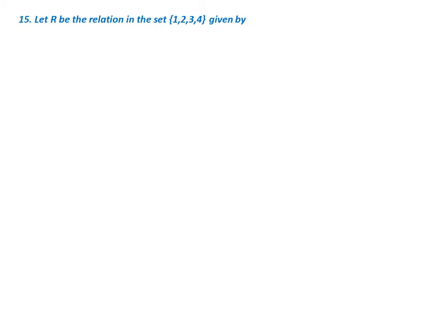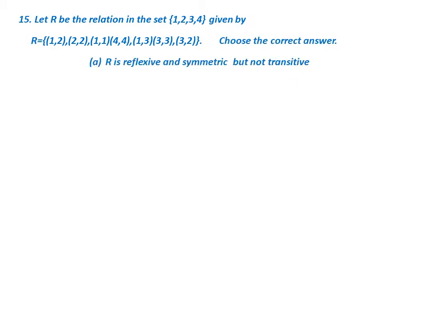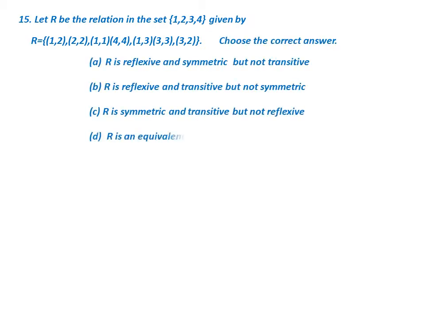Next, let R be the relation in the set {1, 2, 3, 4} given by R equal to {(1, 2), (2, 2), (1, 1), (4, 4), (1, 3), (3, 3), (3, 2)}. The question is: choose the correct answer. So it's a very simple multiple choice question. You yourself can check now.